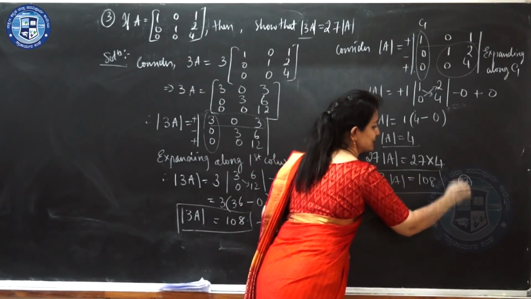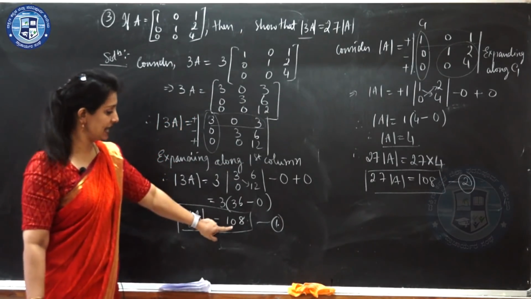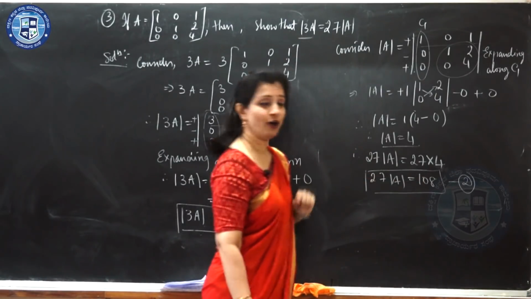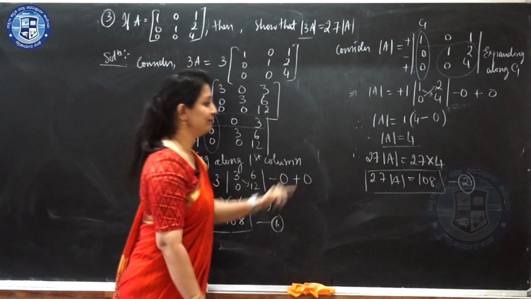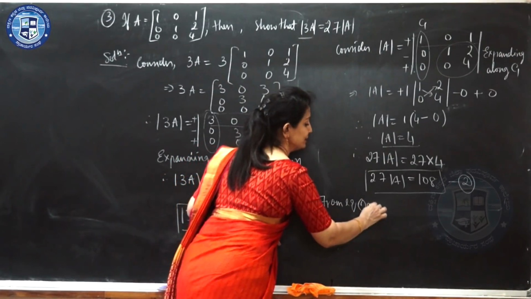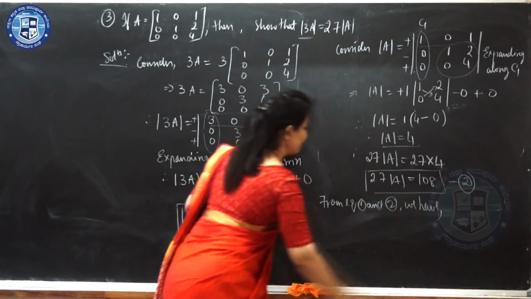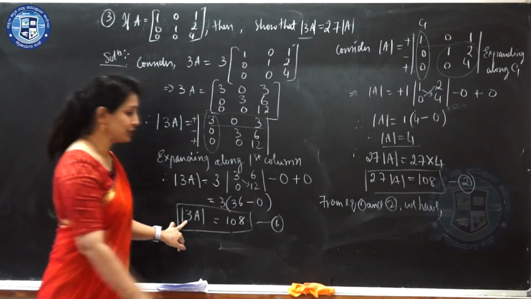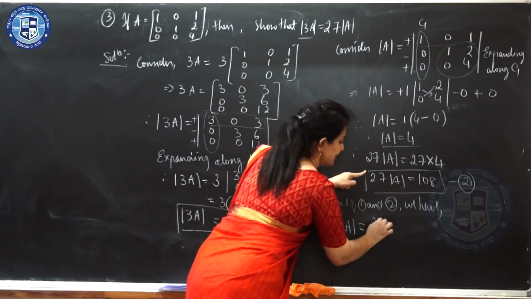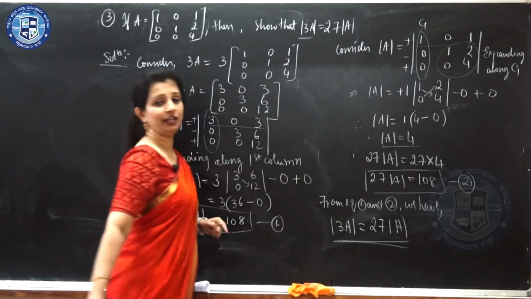So this is the second equation. Look at the first and second equation. Determinant of 3A is 108. 27 times determinant A is also 108. So from equation 1 and 2 we have, determinant of 3A is equal to 27 times determinant A. Hence the proof. Hence we proved it.